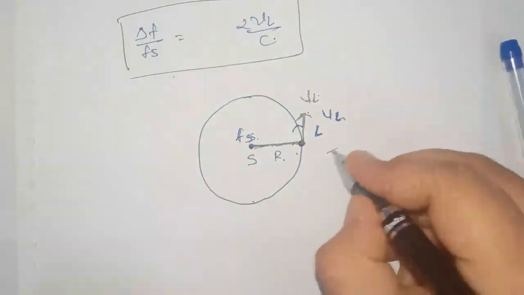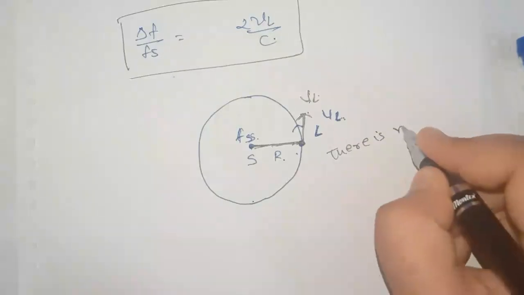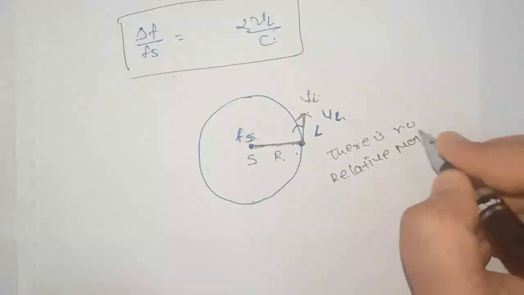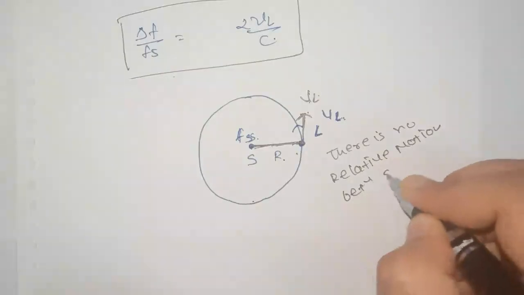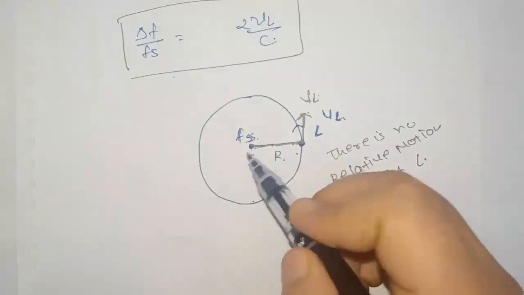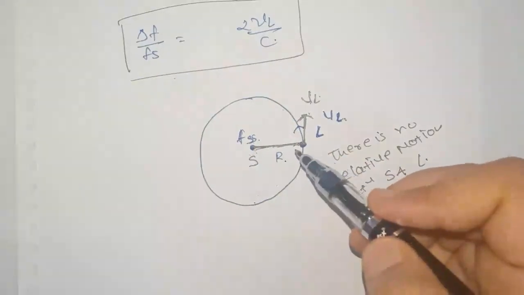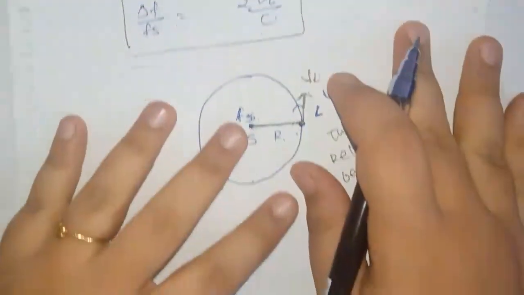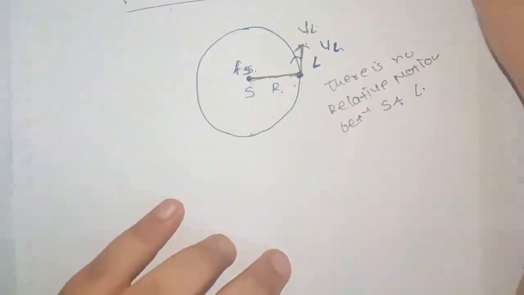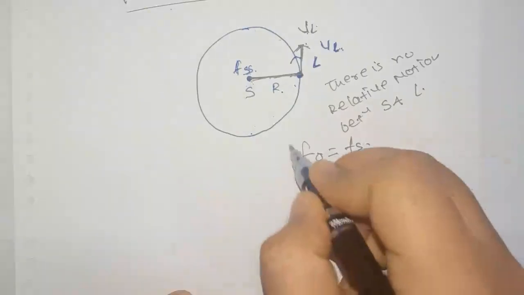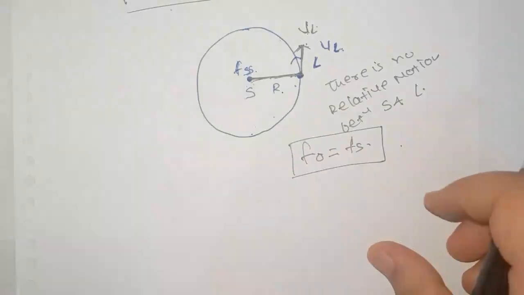So we can say there is no relative motion between source and listener, because we can see that at each and every point the distance between the source and listener does not change, it is same as radius everywhere. So there will not be any change in frequency, so frequency observed will be same as the frequency of source.